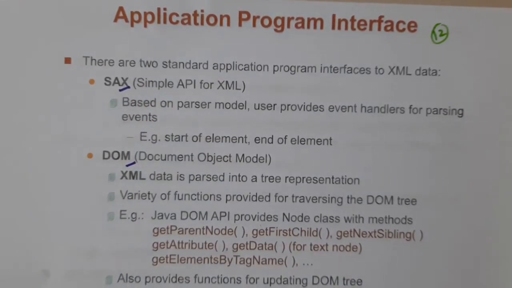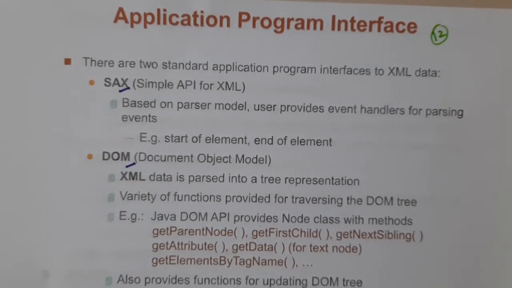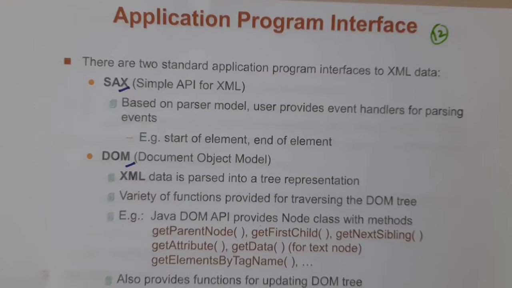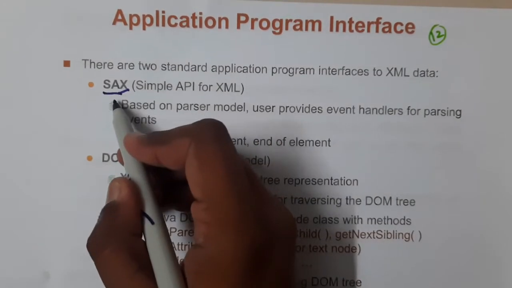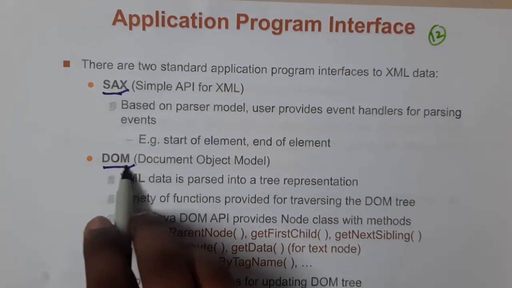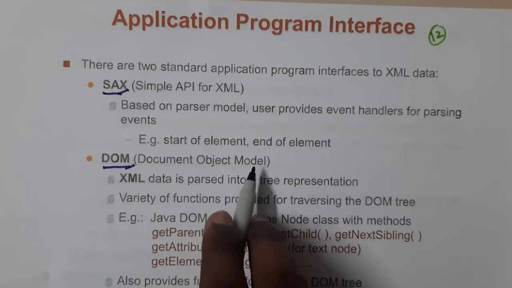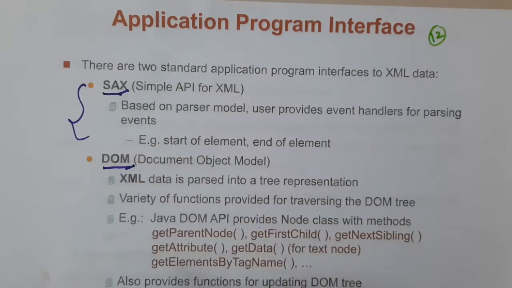So basically any application is divided into two different modules, guys. So you can say that for standard protocols or standard application program interfaces, we have two. The first one is SAX, that is nothing but Simple API for XML, and the second type is DOM, that is nothing but Document Object Model. If you ask me which is simpler to do, SAX is simple and DOM is a bit complex when compared to SAX, guys.